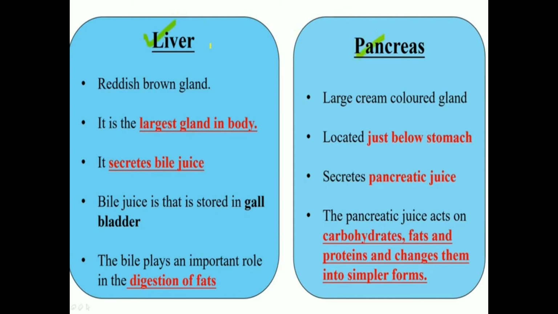Already we studied that the liver and pancreas are digestive glands which secrete digestive juice. Let's study about them a little bit in more detail. So the liver is a reddish brown gland. It is the largest gland in the body and it secretes a digestive juice which is bile juice. This bile juice is temporarily stored in the gallbladder and plays an important role in the digestion of fats.